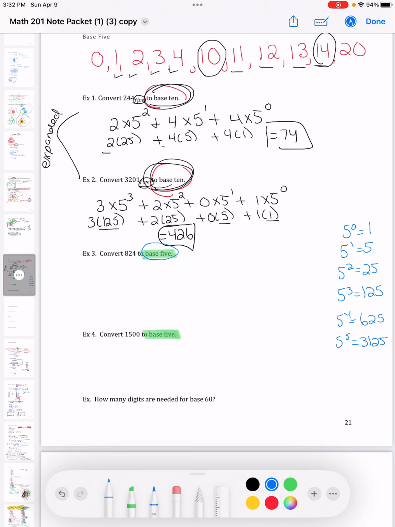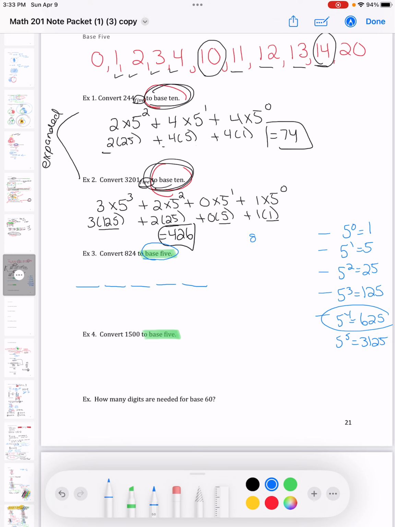Now, I want to get as close to 824 as I can without going over. You can't go over it. So that means I'm going to be at the 5 to the 4th, which was 625. So I'm going to have 1, 2, 3, 4, 5 place values. This tells me how many place values I'm going to have.